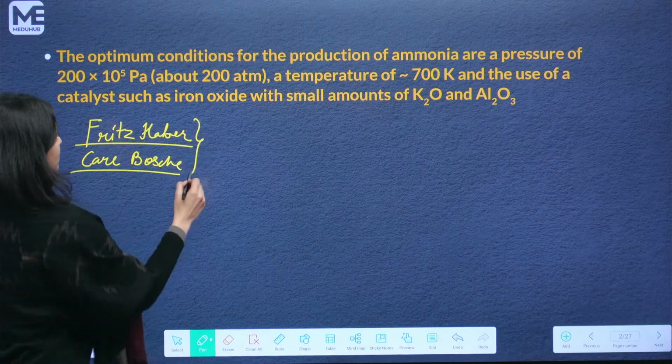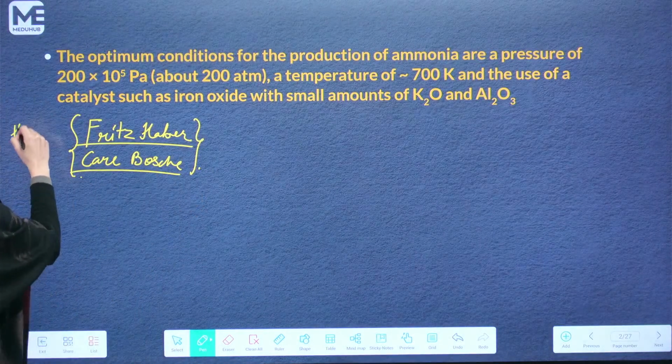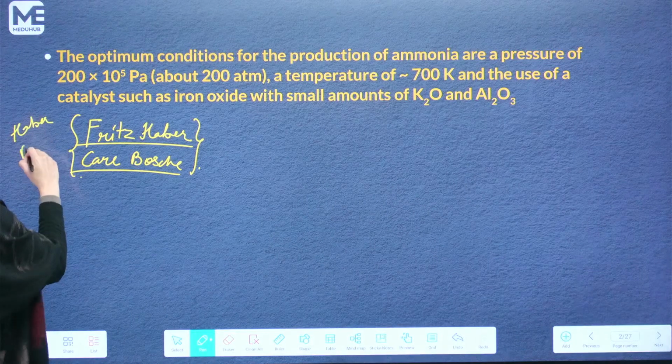So that's why this is called the Haber-Bosch process.